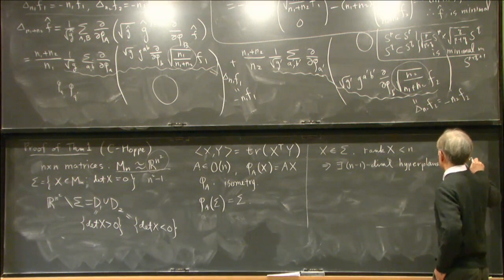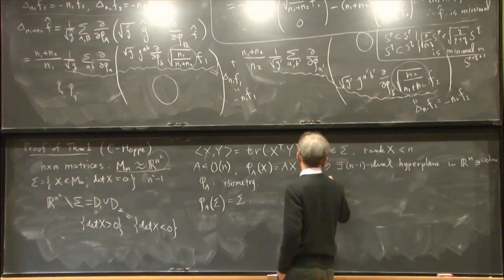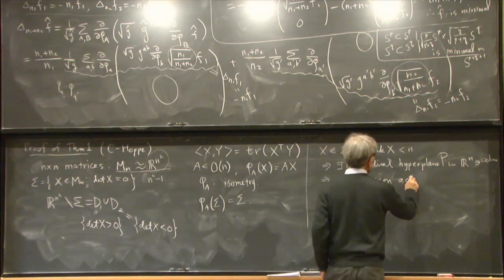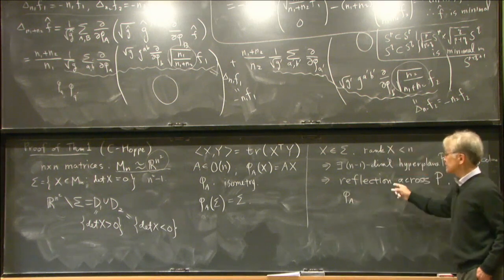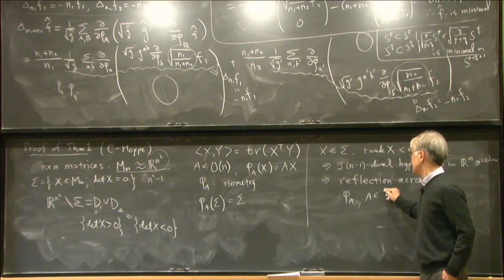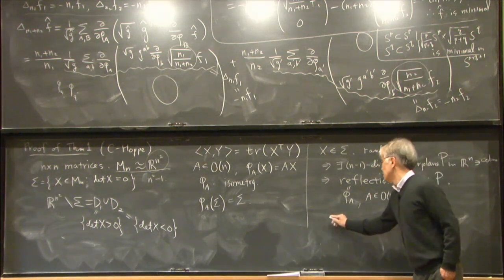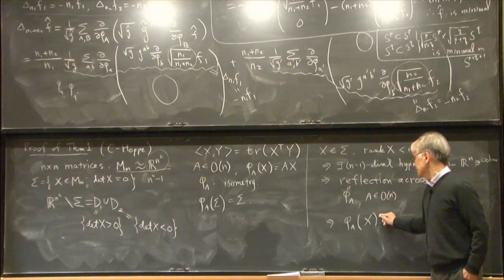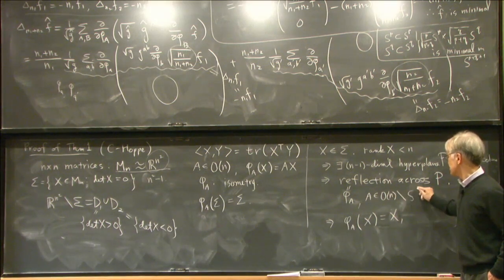In R^n, which contain all the column vectors, all the columns of X. So we can consider a hyperplane P and the reflection across P. Then there is an isometry corresponding to this reflection and the orthogonal matrix. Under this isometry reflection map phi A, this is equal to X, and this orthogonal matrix is not in the special orthogonal group.